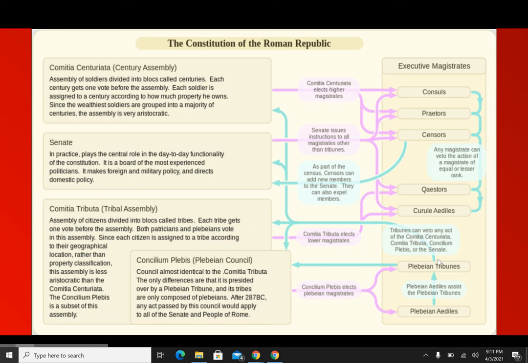They do call it the Constitution of the Republic, but there is no real constitution. This is just practice. You see the Committee of the Centuries up at the top, and you see the Senate. You see the Tribal Assembly and also the Council of Plebes, and then what they can control: the plebeian aediles and the tribunes, and the tribunes can veto any act of these bodies. We have the executive magistrates, who are judges: the consuls, the praetors, the censors, the quaestors, and then the patrician aediles.